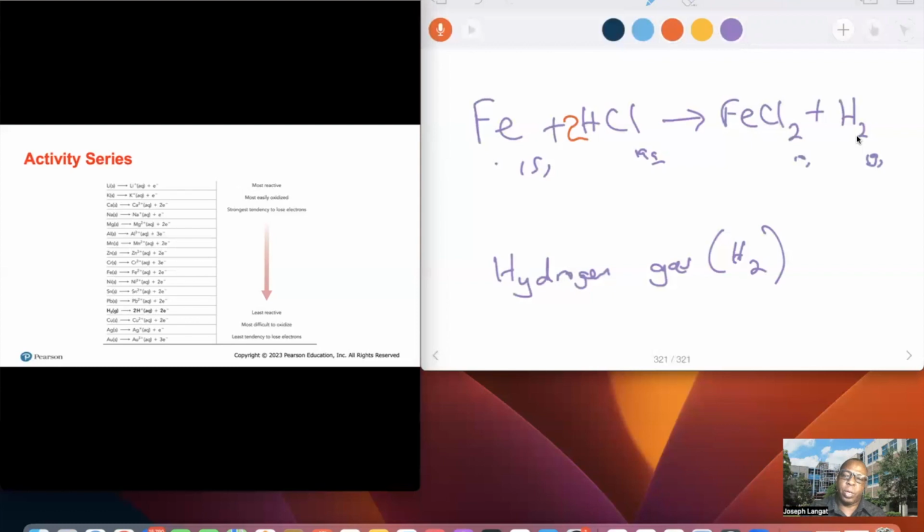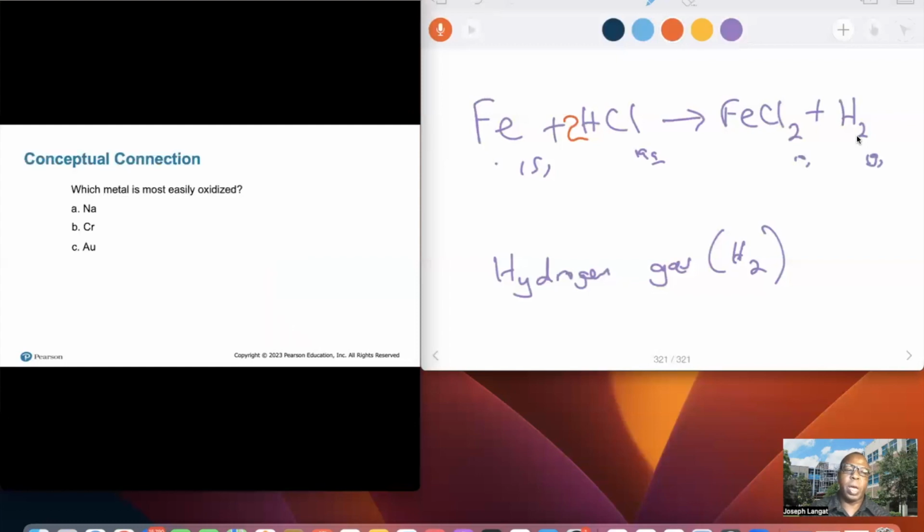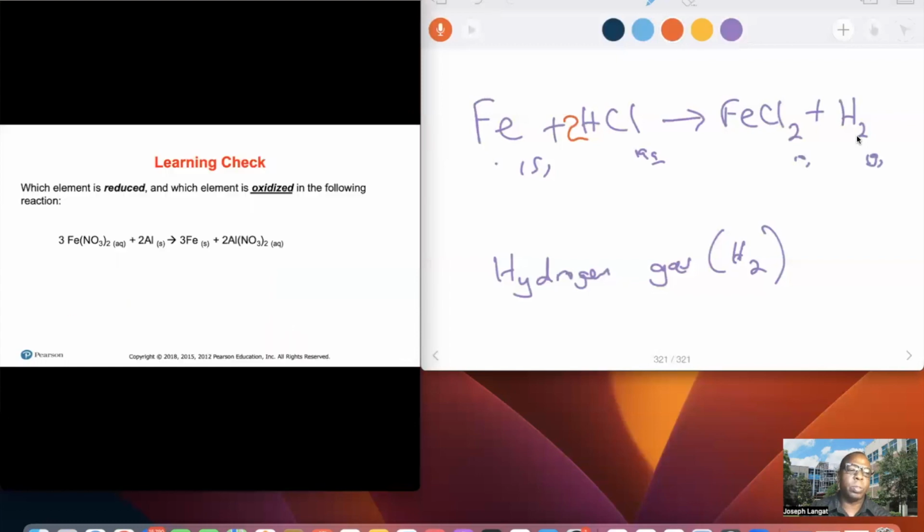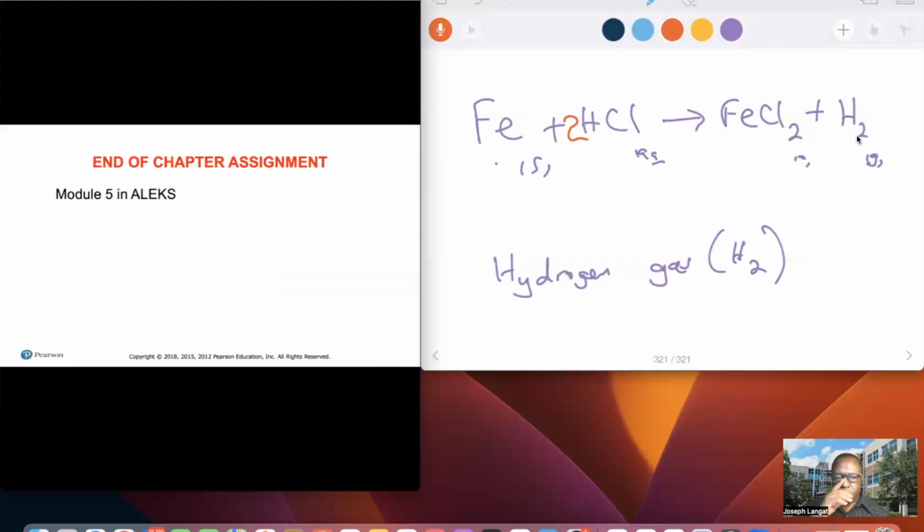Unless it is iron(III), you'll do the same thing over. Sometimes you may have it as no reaction. So please practice the end-of-chapter problems as well as the self-test quiz in the text before attempting module 5 on ALEKS.